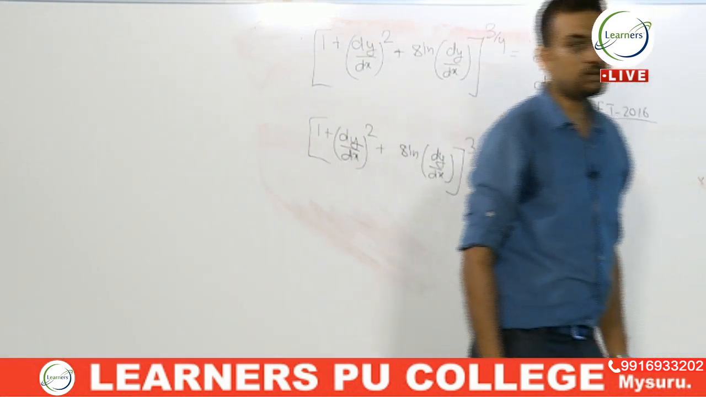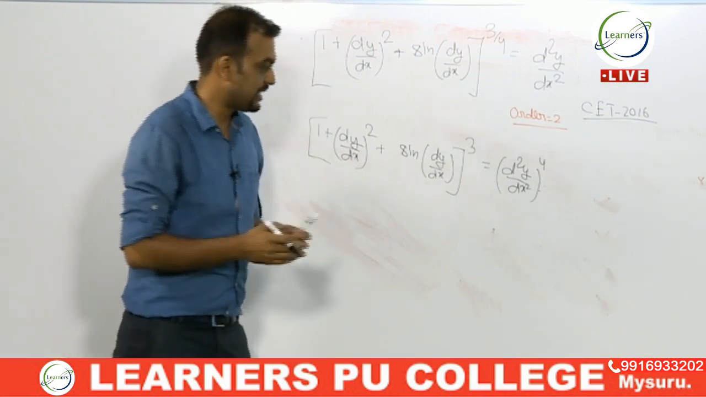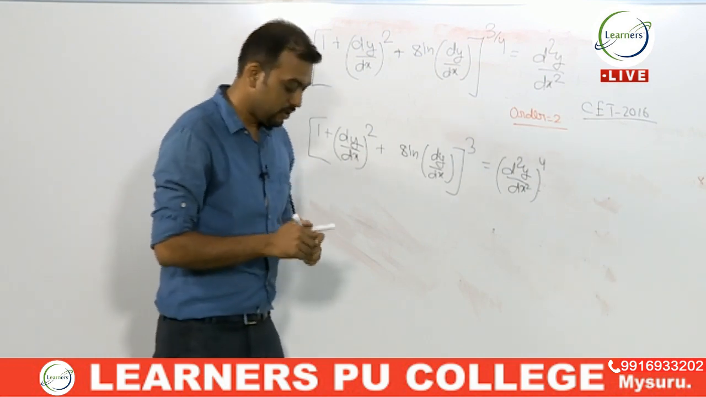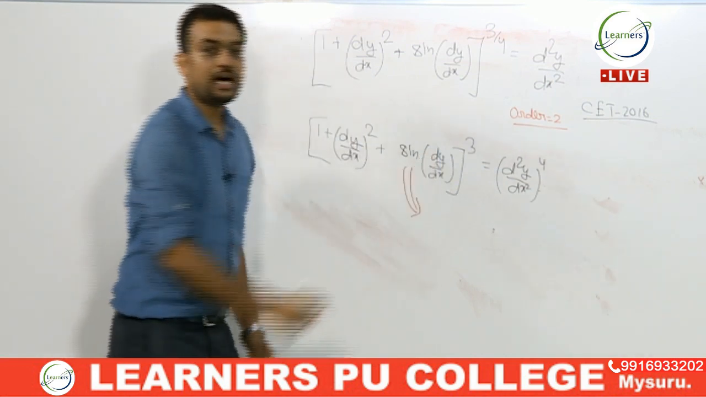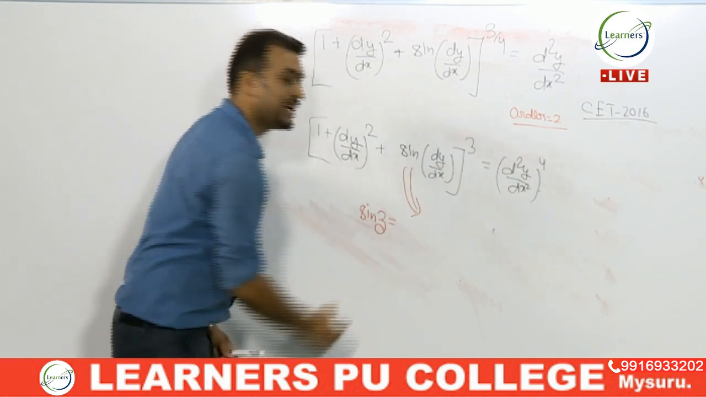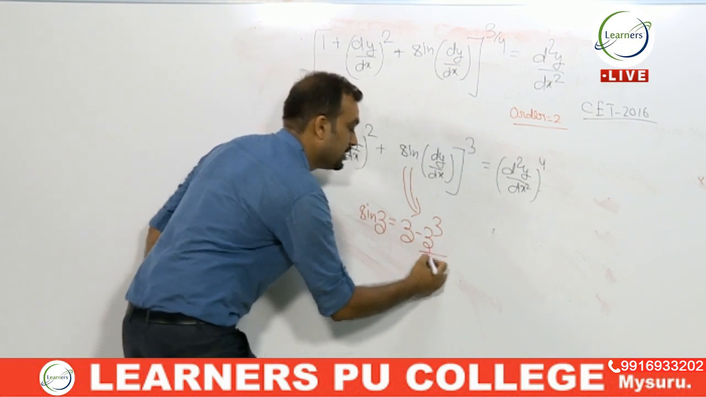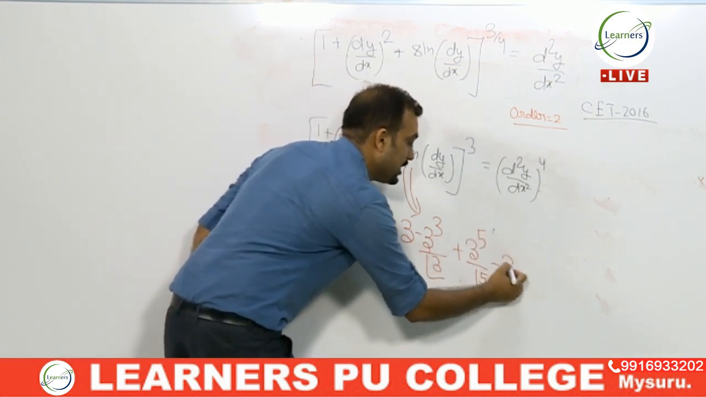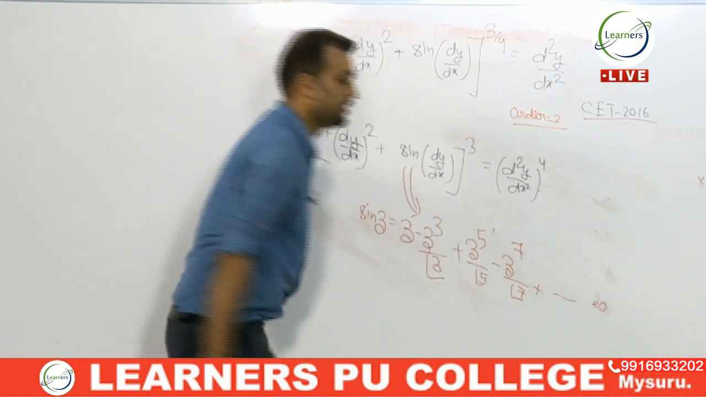But before that, you have to check everything, whether it is still exactly polynomial. No. Why? Because of sin(dy/dx). I have already told you the sin z expansion: z minus z cube upon factorial 3 plus z power 5 upon factorial 5 minus z power 7 upon factorial 7, and it continues up to infinity.